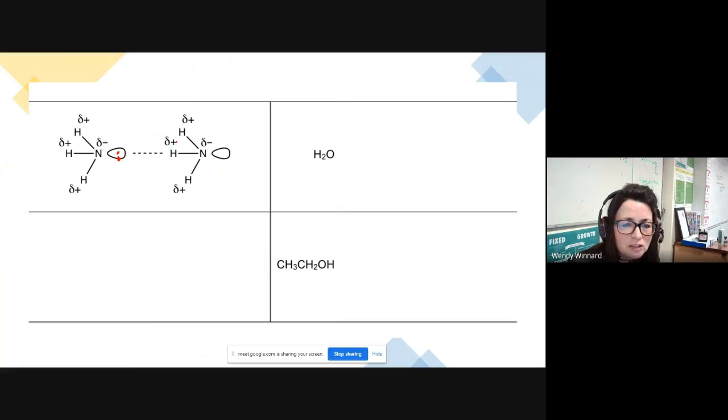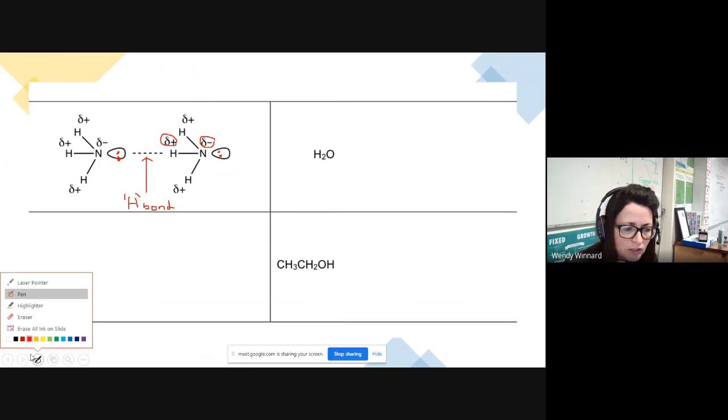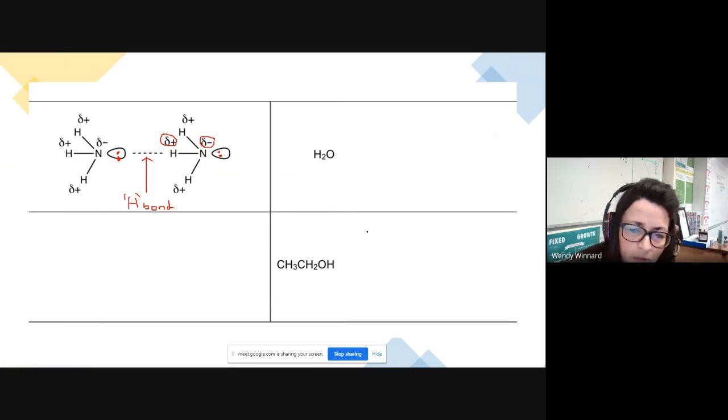The hydrogen has got this delta plus, nitrogen delta minus. Can you put the lone pair of electrons in there? So this dotted line here represents the hydrogen bond. It's not really a bond because it's not like a strong bond between two ammonia molecules. Now, what about between water molecules? It's really important you get this right, and I'm going to show you how to draw this now.